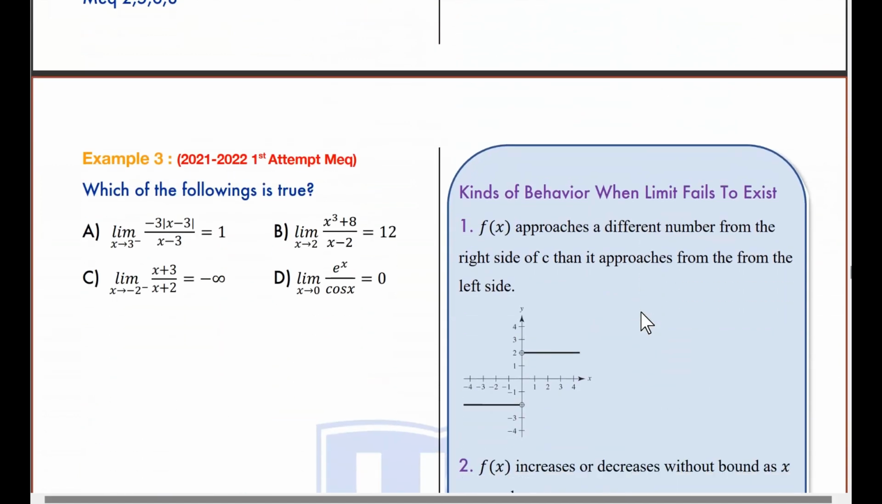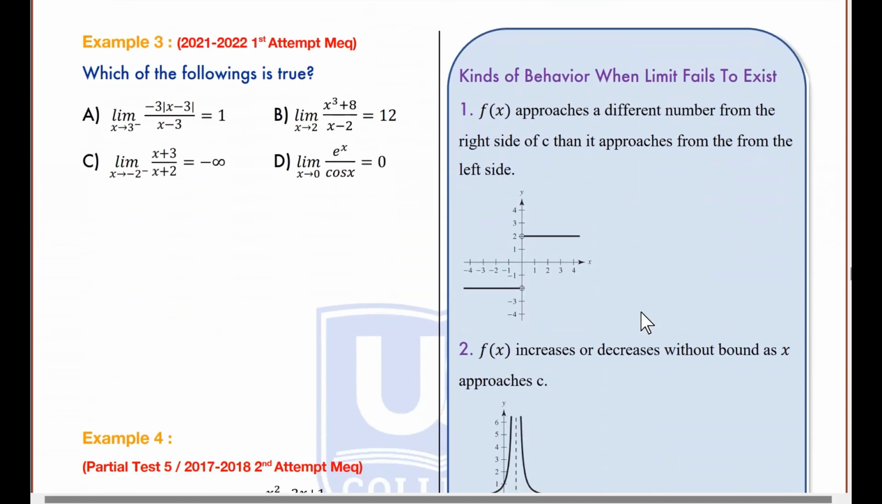Let's take a look at some ministry questions. 2022 first attempt ministry question, option A, which one is true? Question is, which one is true? Option A: limit as x approaches 3 from the left. You pick a number like 2.9. You just use this in the absolute value, not for the other part. It's for the absolute value to identify what kind of function will come out.